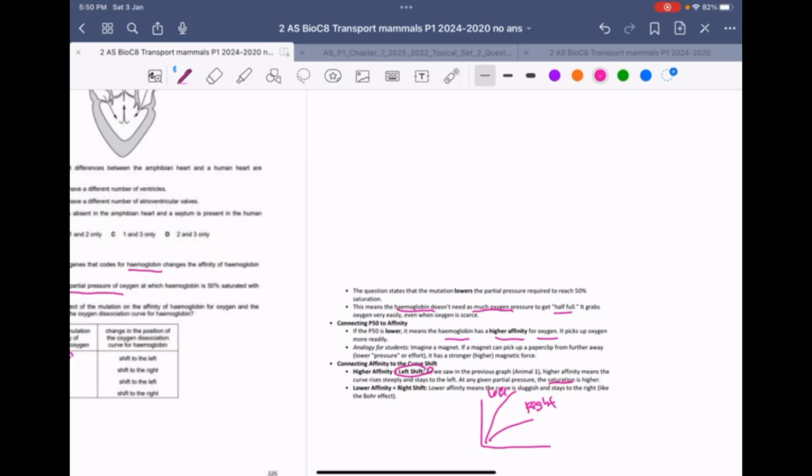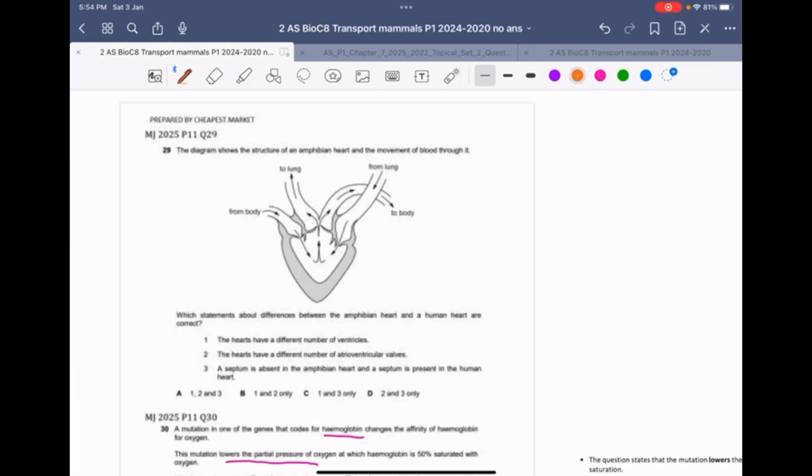Of the amphibian hearts. This image shows the structure of the amphibian hearts. So amphibian hearts have about 3 chambers, which is 2 atria, left side and right side, and 1 single undivided ventricle. So that is number 1 and 3. Because you want to compare the amphibian hearts to the mammal hearts. Mammal heart has 4 chambers, but amphibians only have about 3 chambers.